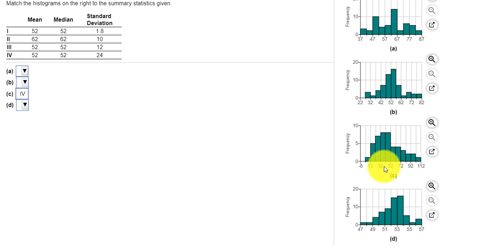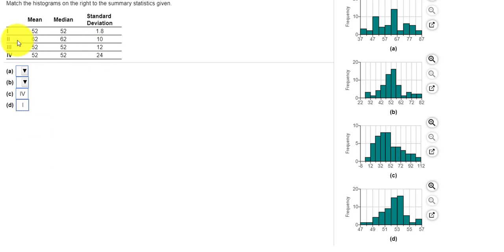And then I look for the smallest spread, right? This 1.8. So when I'm looking, we're going from 37 to 87, 22 to 82, 47 to 57, right? This is a smaller spread. So I believe graph 1 and D would go together.